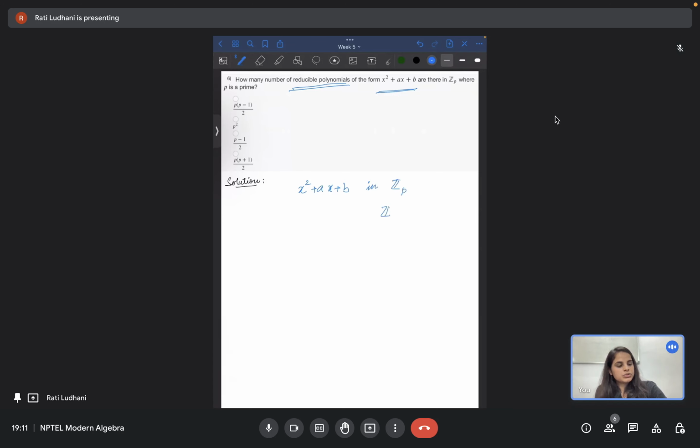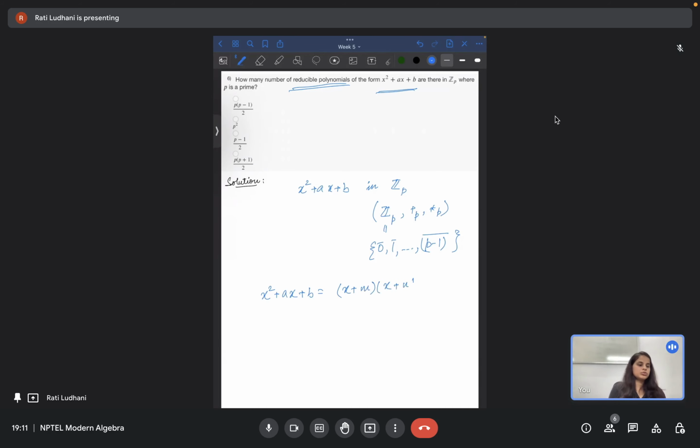Zp is exactly what you have used earlier, no doubt. This is the ring of residues, with 0 as the bar class. So this is your set, and this is your ring, no doubt. If you want to check, you can always check all the properties. Now, reducible polynomials, what does that mean? Reducible means you can write this as x plus m times x plus n.